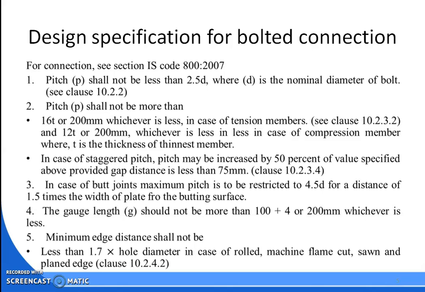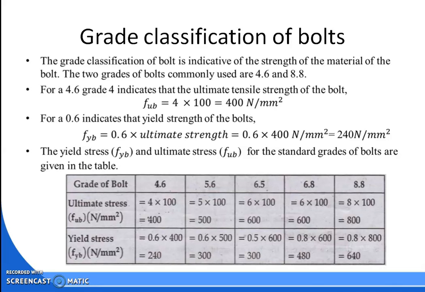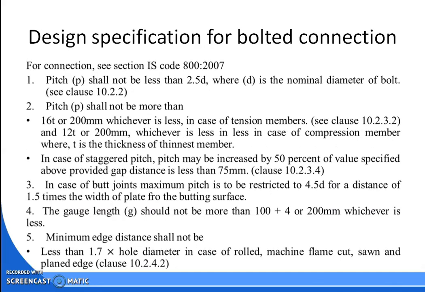So in the previous class, we discussed the grade classification of bolts, and then we initiated the design specifications for bolted connections. So we just finished the pitch specifications.